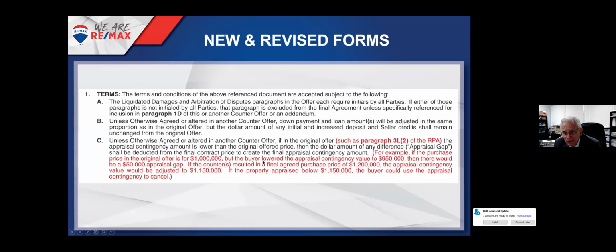What happens if the counter says $1.2 million? Does it still have to appraise for $950,000? No, it has to appraise for $1,150,000. It's the appraisal gap that is governing, represented by a purchase price initially offered at $1 million and an appraisal contingency lowered threshold to $950,000. So what you're doing is establishing a gap, and that dollar amount carries forward. So hope that's kind of clear. Read through this. If you have any questions, call me, but it's pretty straightforward, I think. All right. So that's on all three counter offers, to make that clear.